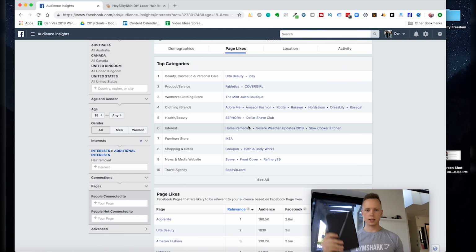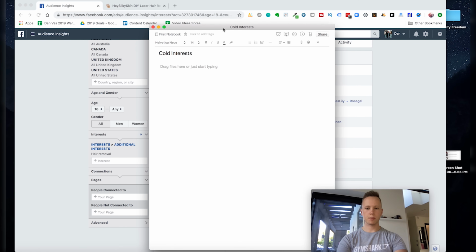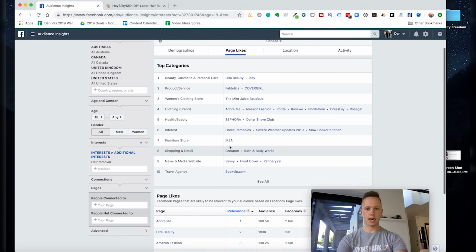So just take a notebook like this and start writing down interests that you might be interested in targeting on Facebook. I'm going to do this for you guys on Evernote. So right here, I've got Evernote open, and I'm going to show you guys some of the interests that we're going to be choosing.